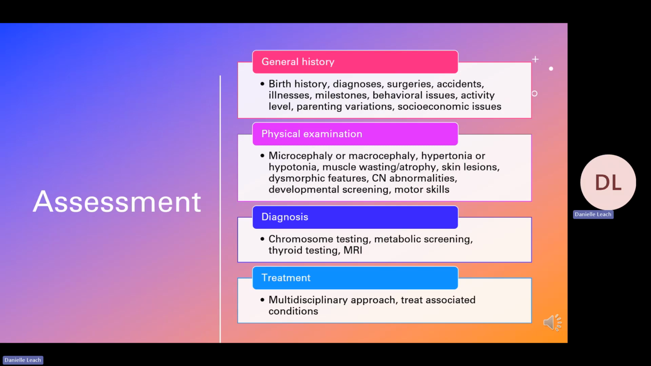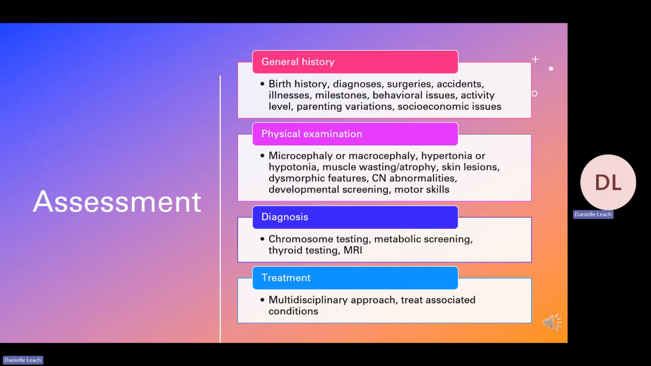To diagnose different neurological abnormalities, we can do things like chromosome testing, metabolic screening, such as the newborn screens, thyroid testing, and MRI. MRI can show us things like, is there any actual structural problems in the brain or any sort of injury? Treatment-wise, of course, it depends on all the different disorders that we're going to talk about.